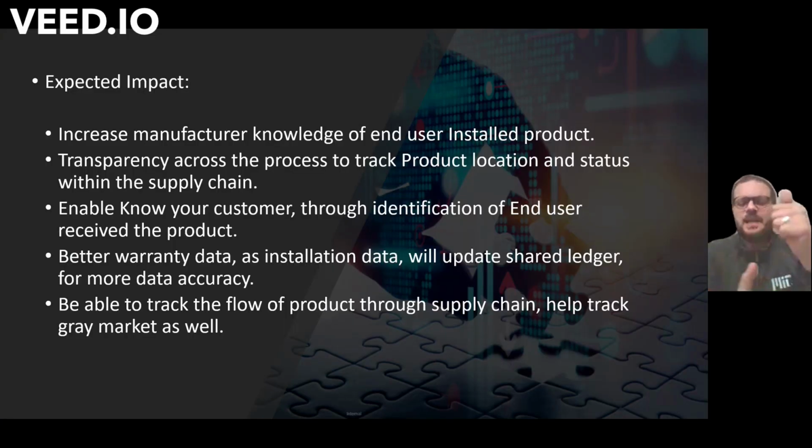What is the impact? Increased manufacturer knowledge of end user installed product, and this is opening a whole opportunity for both end user and manufacturer to interact about the product life cycle. Transparency across the process to track a product's location and status within the supply chain. Enabling know your customer through identification of the end user receiving the product and having the installation, and better warranty data, as installation data will update in the shared ledger for more data accuracy.